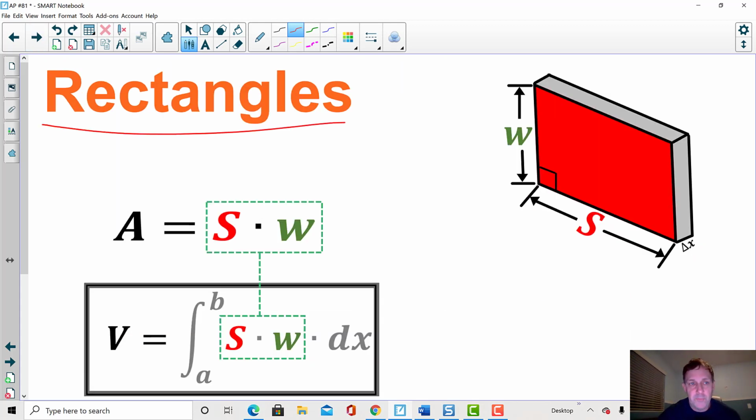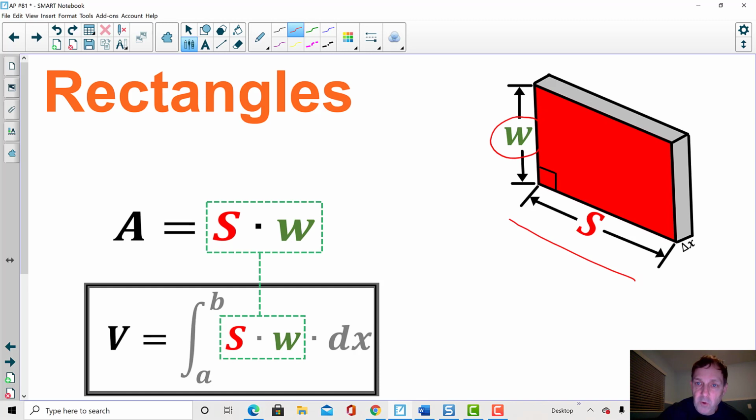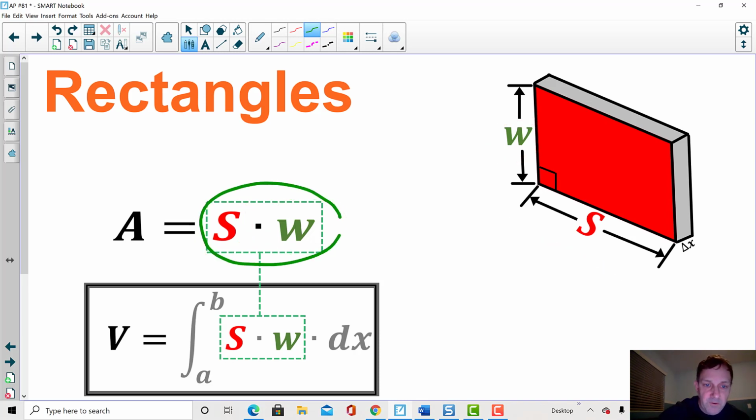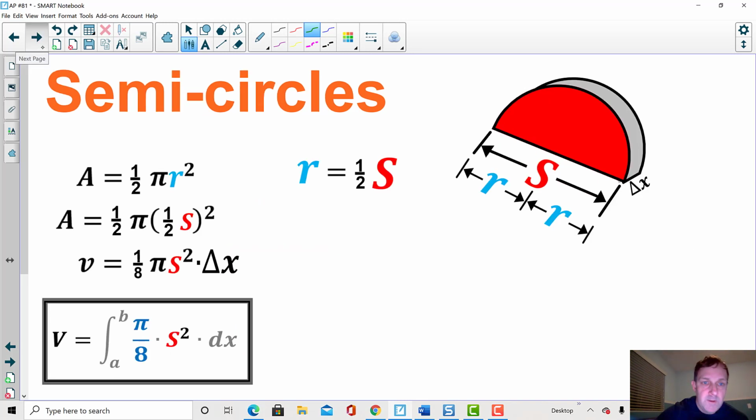Next page, we have an example for rectangles. For this example, the s is the bottom of the rectangle, and then the height is usually a multiple of s, but your height could be anything. In this case, I'm just calling it w for width. So the area of a rectangle is just going to be your s, and that's the same s we had in every single example. And then the width is usually described. It could be 3 times your s, it could be half of your s, or it could just be some other function altogether. But the area of one rectangle is what gets plugged into your integral. We'll go to the next example.